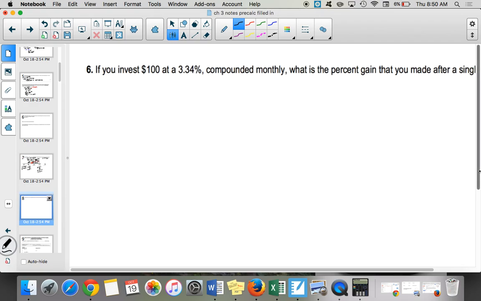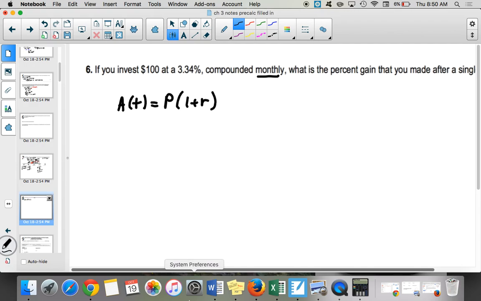All right, so last one. It says if you invest $100 at 3.34% compounded monthly, what is the percent gain you made after a single year? So again, compounded monthly, so we write our A of t equals p times 1 plus r over n to the nt.